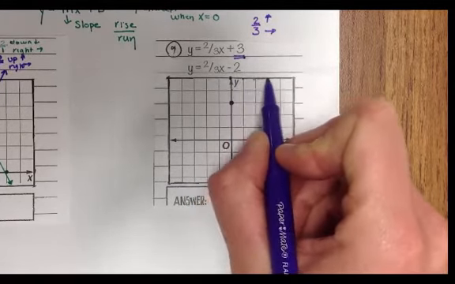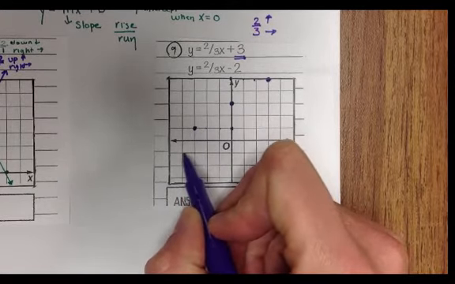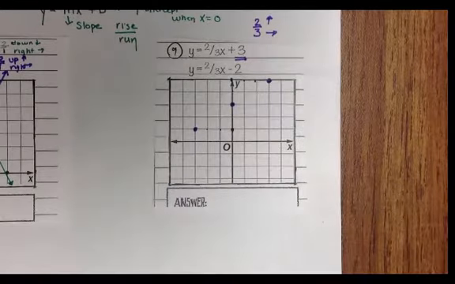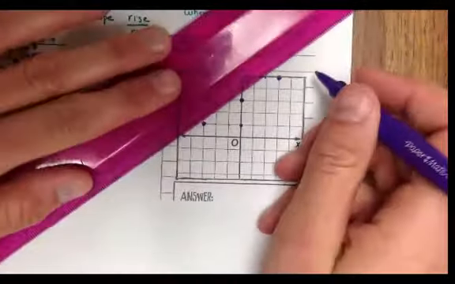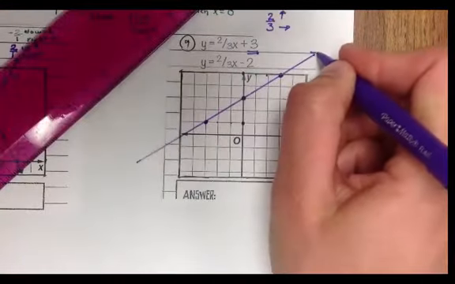1, 2, 3. There's no more way I can move up, so I now have to go in the opposite direction. So I'm going to go down 2, 1, 2. I'm negative, so I need to go to the left to make it positive: 1, 2, 3. I could go down 2 more, but I don't have any more graph to move to the right. So for this one I can only have my 3 points. I'm going to connect my dots to create my line.